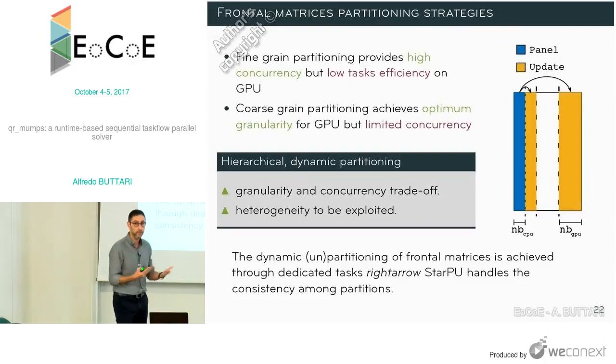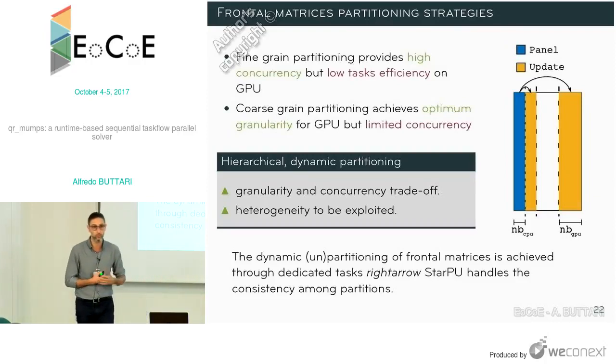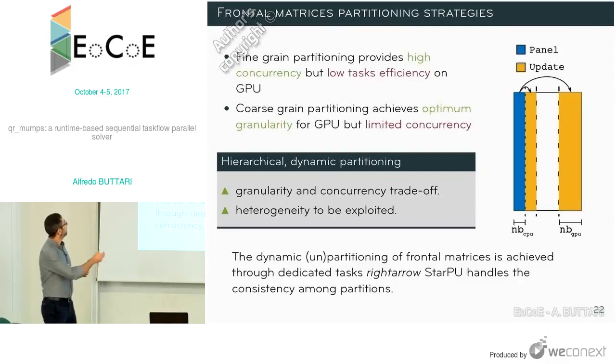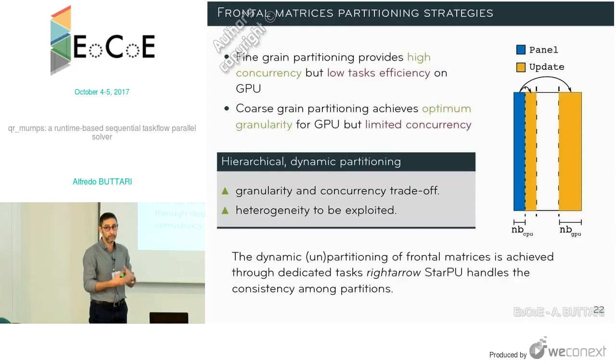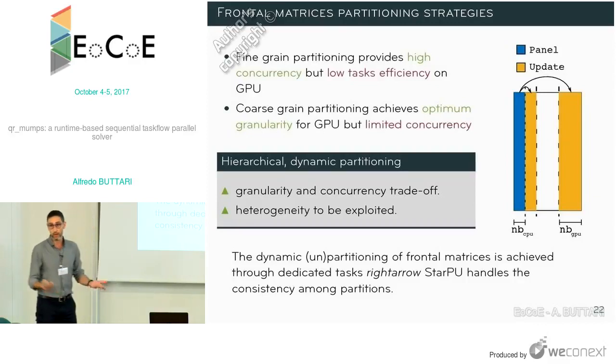There is a compromise to be found here, and the way we decided to get this compromise is to use a hierarchical dynamic partitioning scheme, where frontal matrices are first decomposed into big chunks. These big chunks are updated using large granularity tasks. But then when one of these chunks has to be factorized, it is dynamically redecomposed into pieces of small size. So basically what we have is a mixture of small tasks and large tasks, which we can use to feed all the working units.